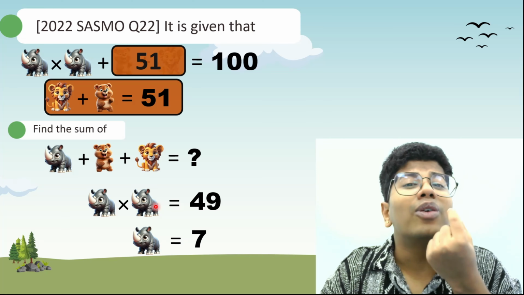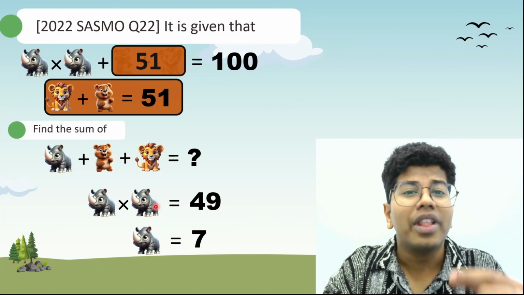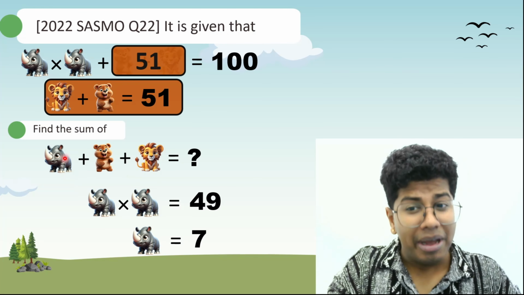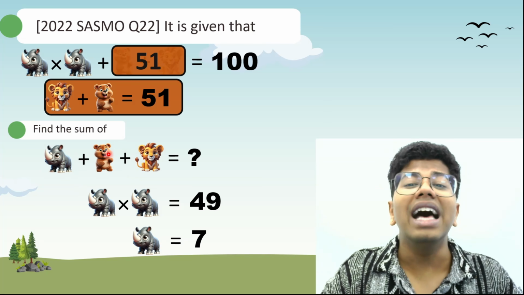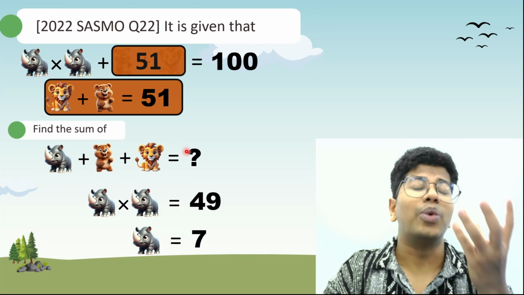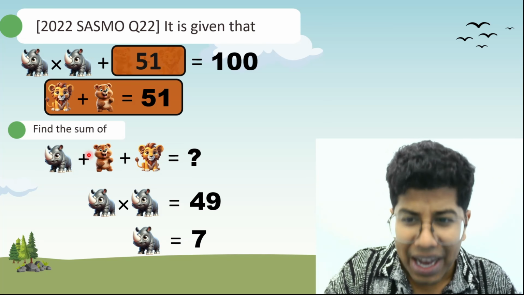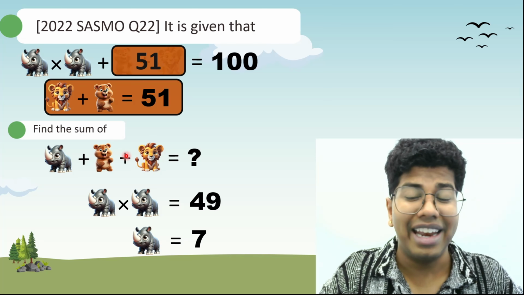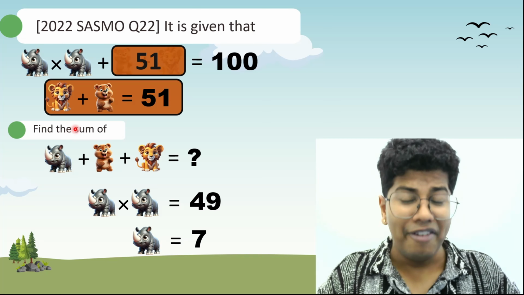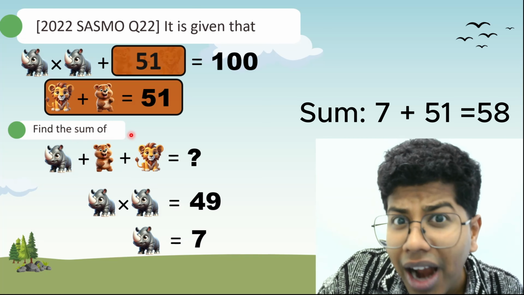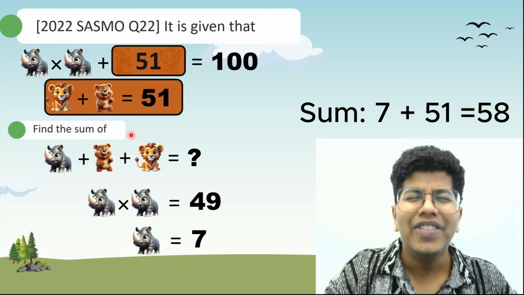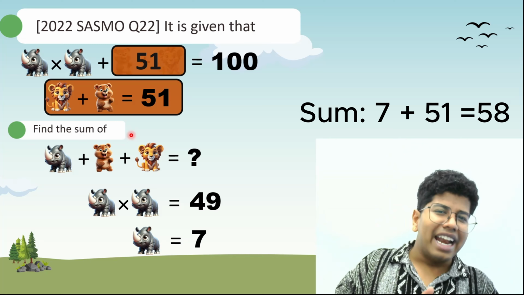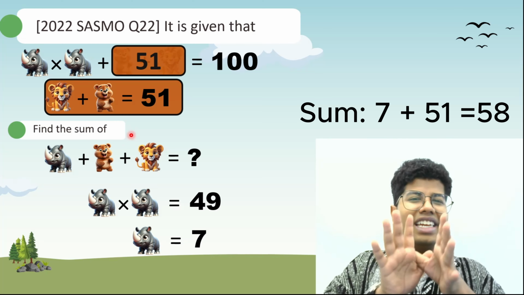Now, if I want to find out the real sum, what can we do? We can just add them up together. The sum it's asking is rhino plus these 2 figures is equal to question mark. Rhino plus these 2 values, we know, is 51 and rhino is 7. So 7 plus 51 is nothing but 58. So here, the final answer, I'll write it down, is 58.